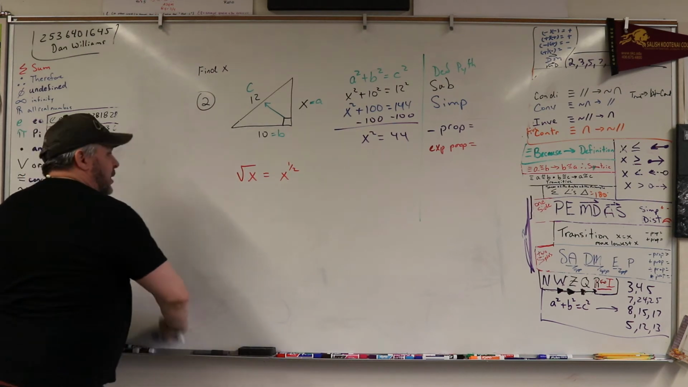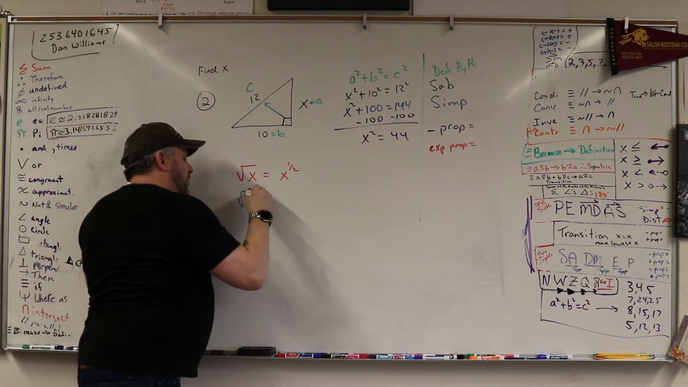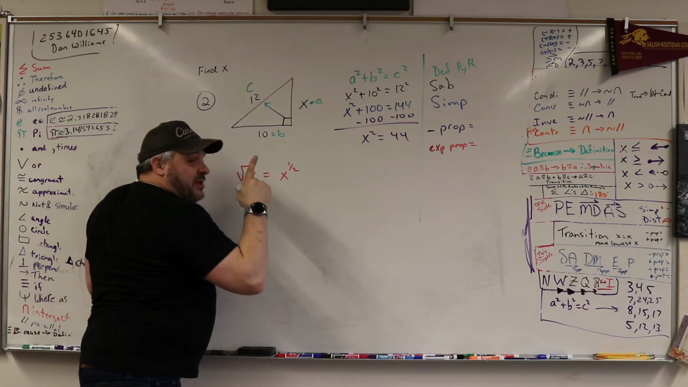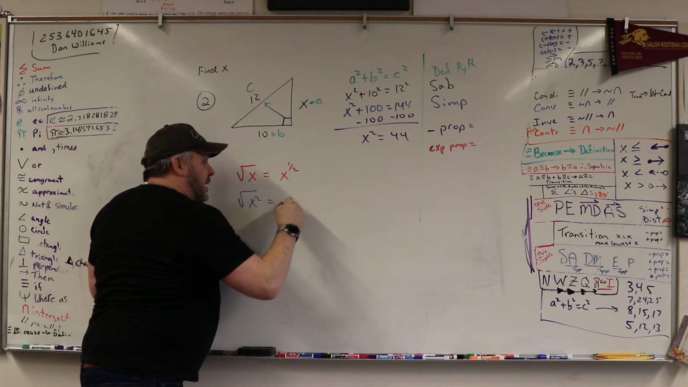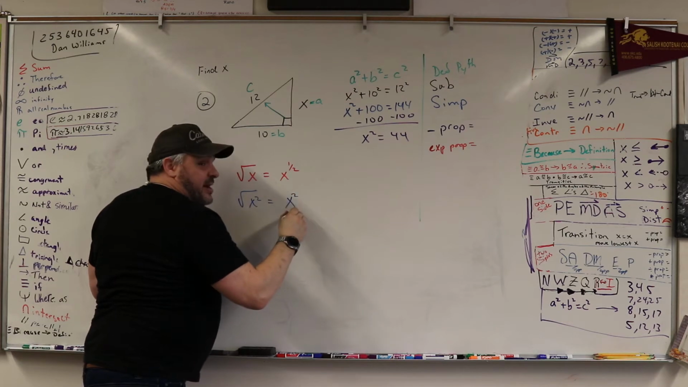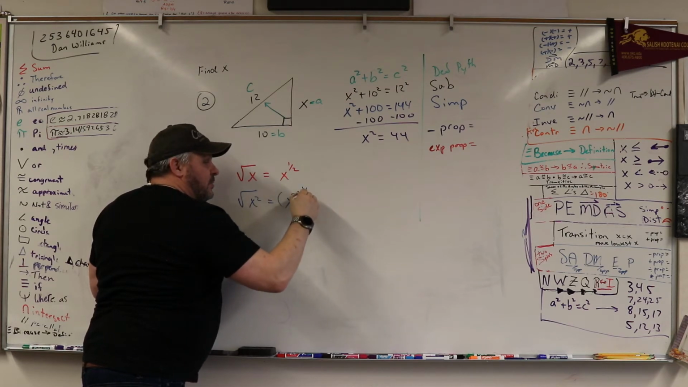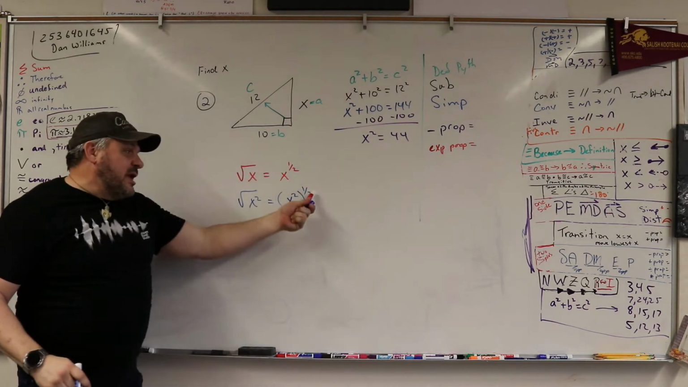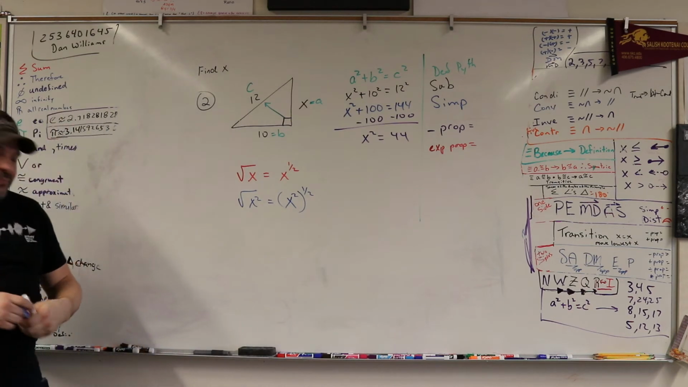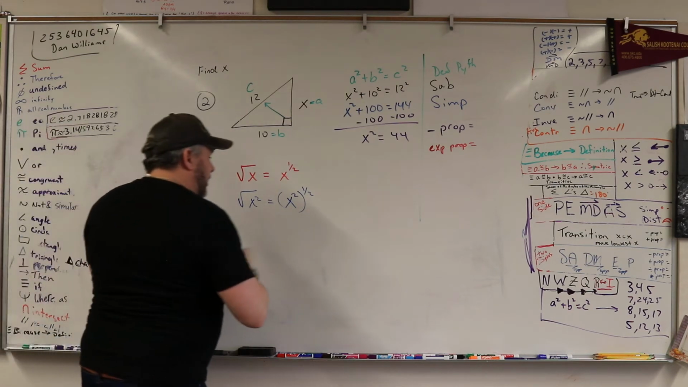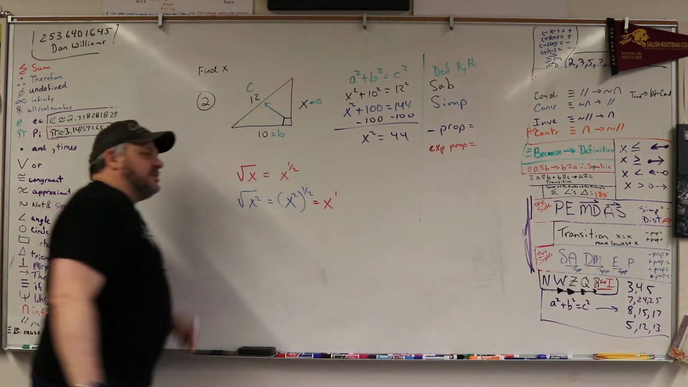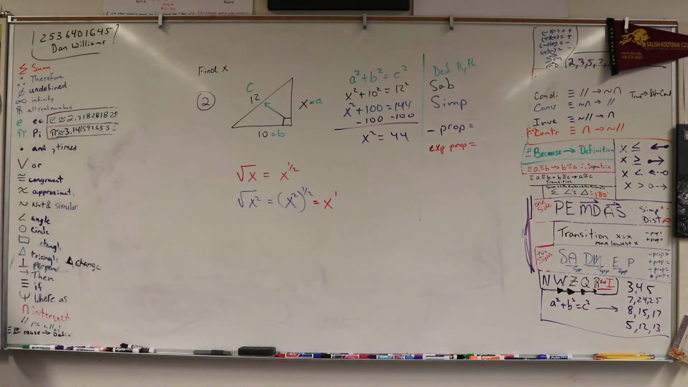So the square root of x squared would really be x squared to the 1/2, right? And what's 1/2 of 2? 1. And that would equal x to the 1. And that's what's happening there.